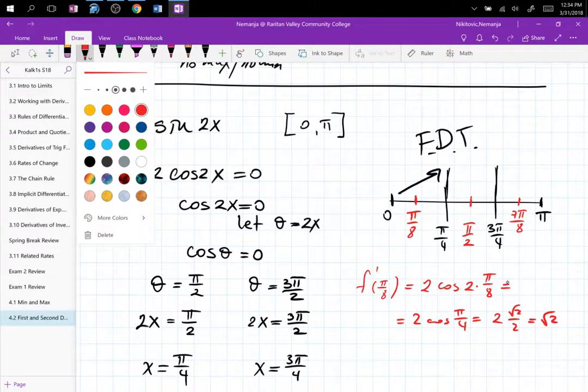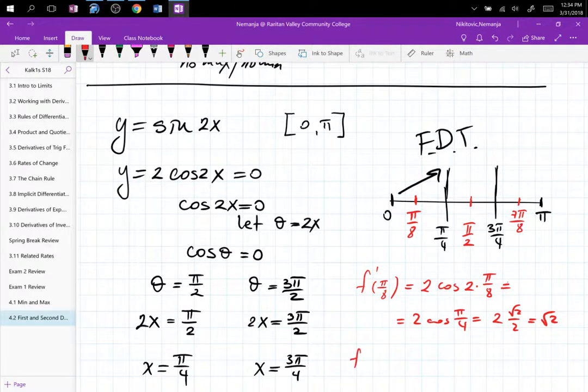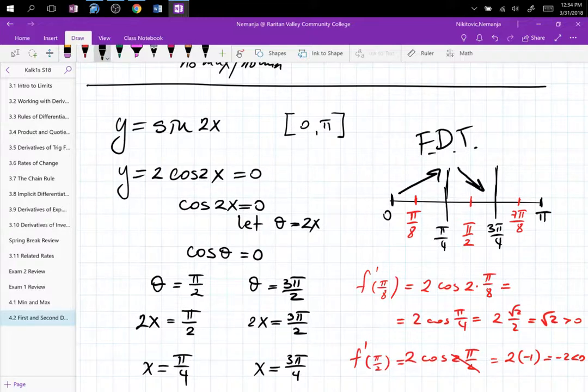Calculate again for the next test point. F prime of pi over 2. 2 cosine of 2 times pi over 2. Cosine of pi is negative 1. 2 times negative 1 is negative 2, less than 0. Decrease. By the definition we started this section with. Right? We said if the derivative is less than 0, it's decrease. If the derivative is larger than 0, it's increase.